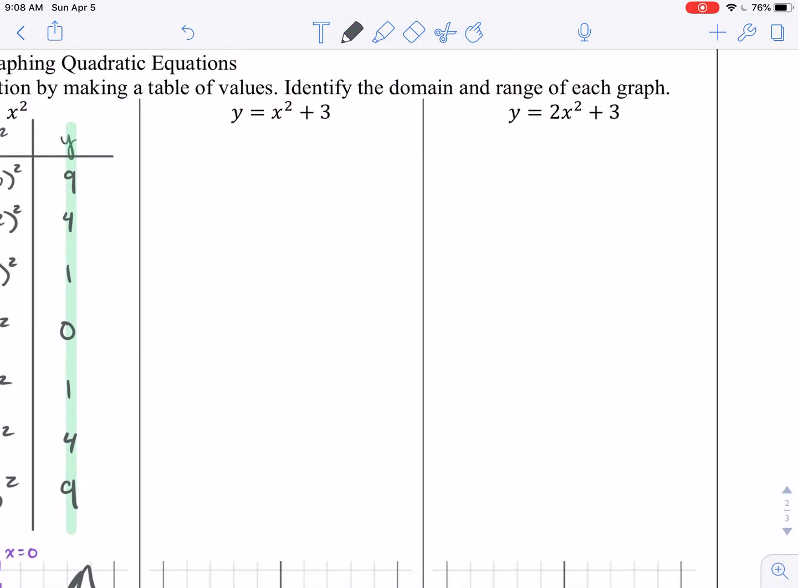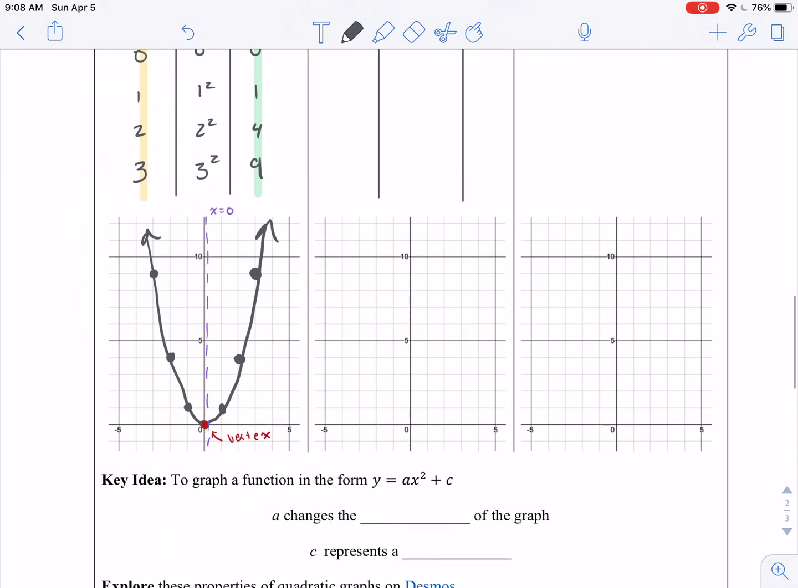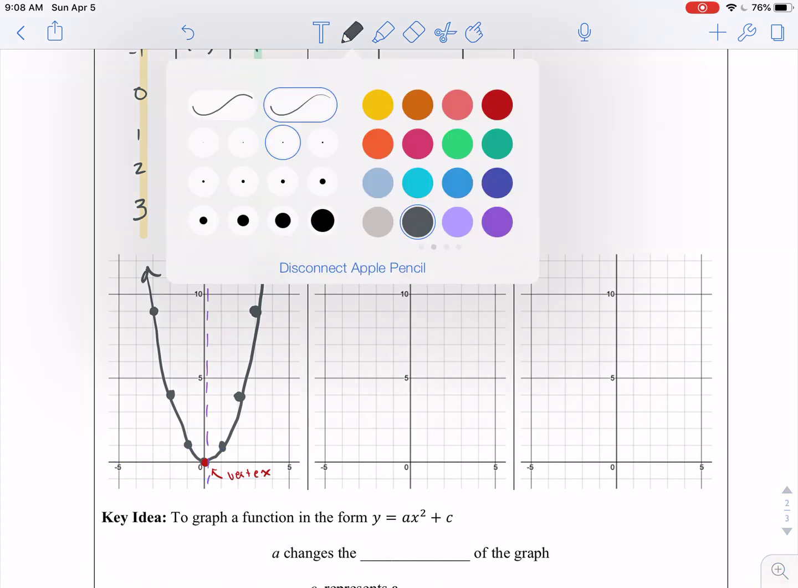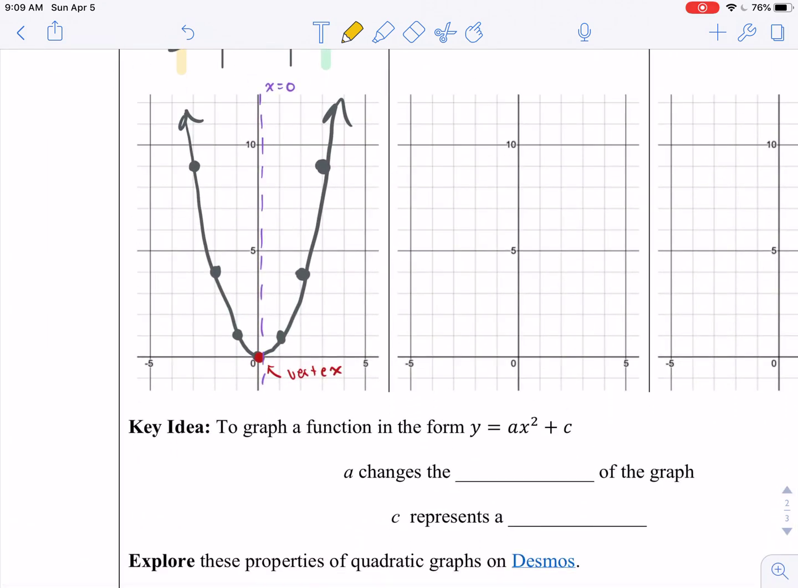For the next one, we're going to make another xy chart. Our function is y equals x squared plus 3. Oh, we didn't identify the domain and range. Whoops. So our domain, here's all the x's. Now we can plug any x in here and it will make sense. So we'll say our domain is all real numbers. I didn't really leave a space for this, did I? Domain is all reals.